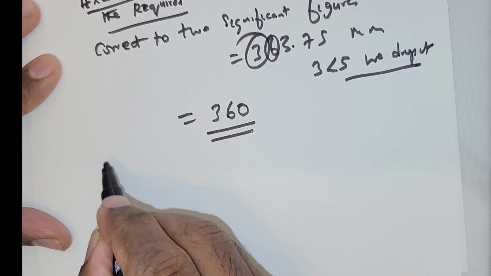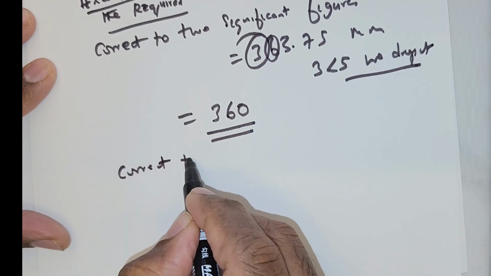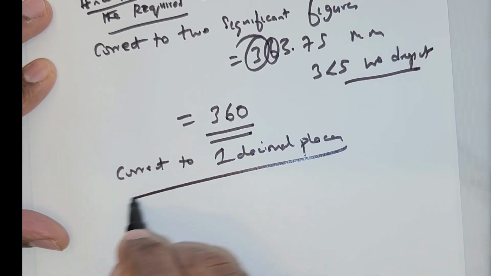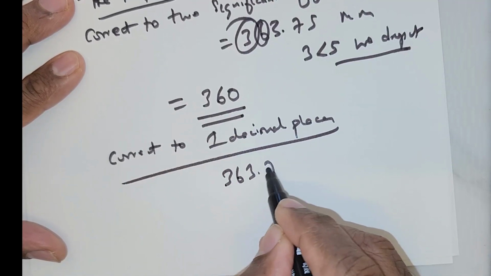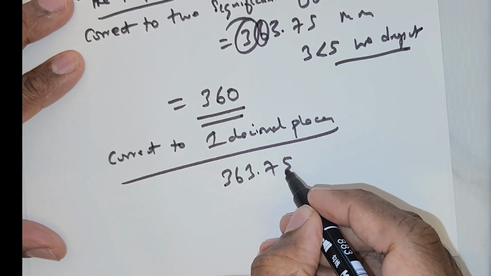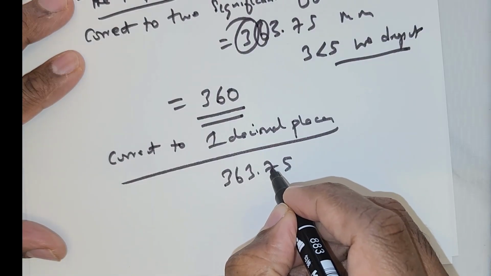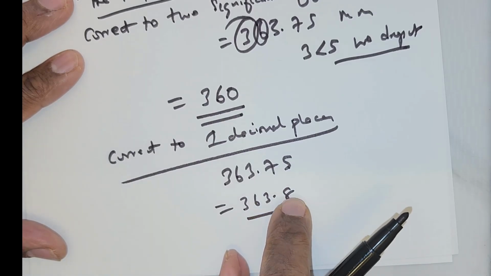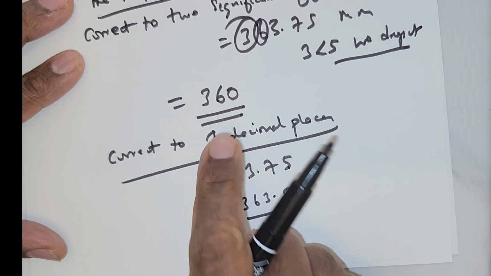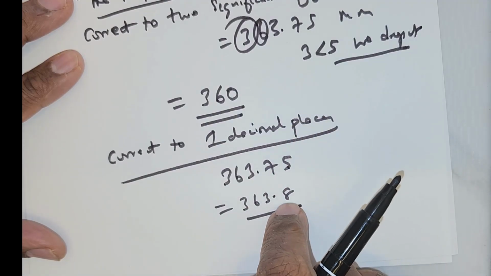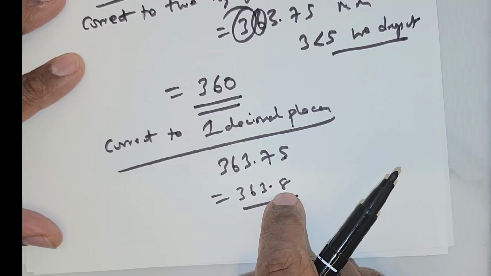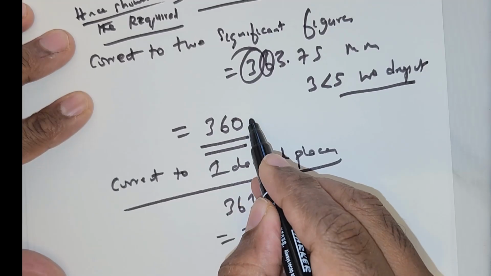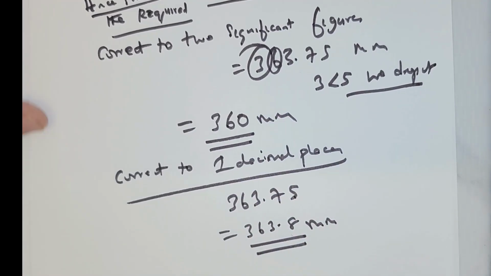Okay, fair enough. Next one is correct to 1 decimal place. So what do you mean by 1 decimal place? You have 363.75. Now 5 can be moved on to 7 and written as 8. So this is nothing but 363.8. Now this is exactly what they want. After the decimal point, you need to have just 1 decimal place. So that's exactly what we have, 8. Okay, so solution is 363.8 mm. That is the end of this question.